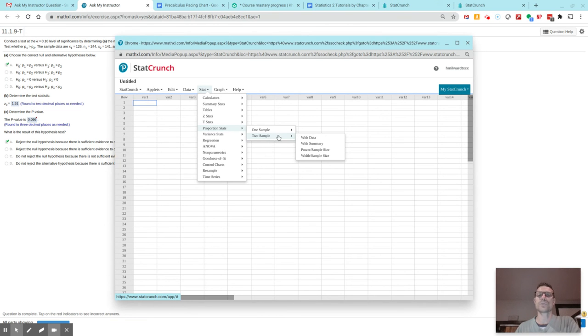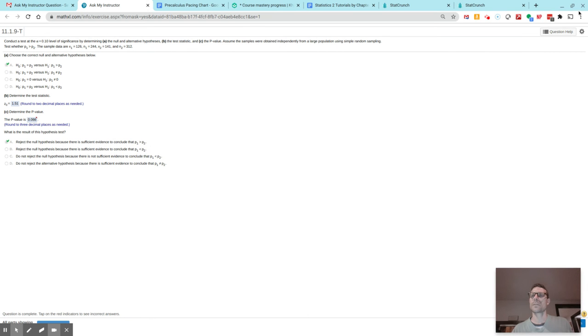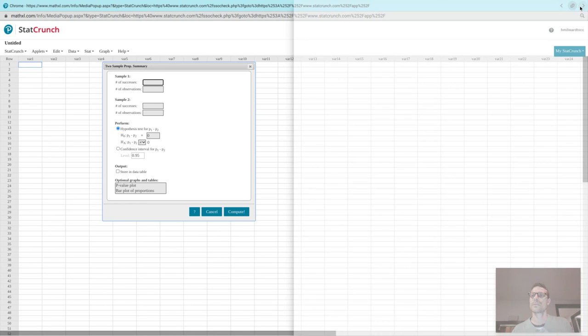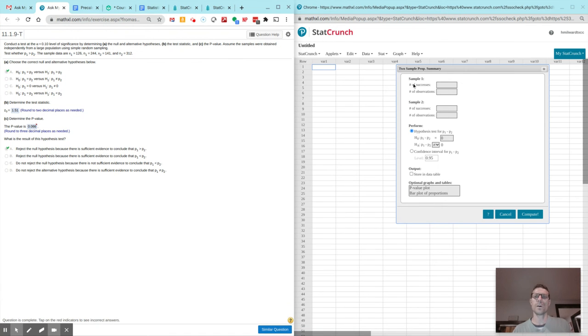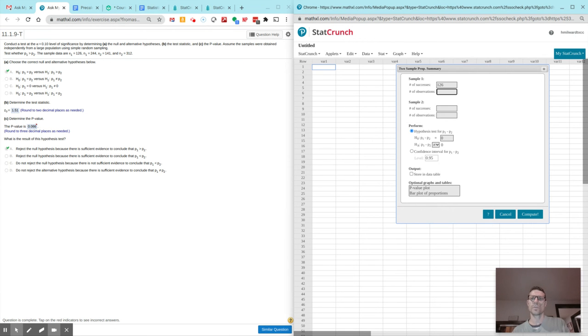And we don't have the actual data. We have a summary, so we're going to hit With Summary. And then I think Sample. Whereas at sample 1, the successes were 126, and the observations were 244. And the number of successes for the second were 141, and the number of observations were 312.